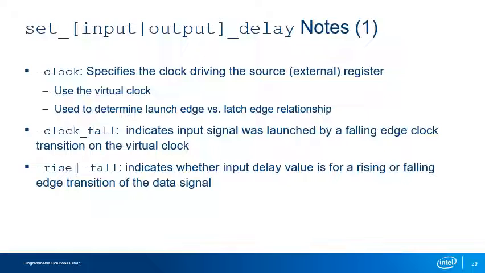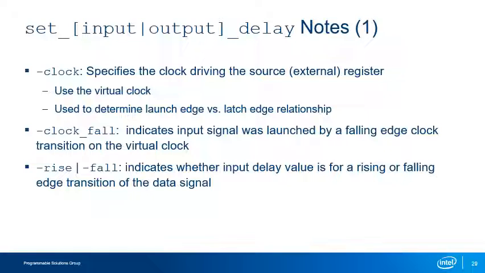Based on the earlier discussion about virtual clocks, the -clock option should always reference a virtual clock. Recall that the virtual clock is the clock used to clock the external device either on the input or on the output, so using this clock as a reference is necessary for correctly establishing the launch and latch edges for I/O timing analysis. The -clock_fall option is used if the data is launched or latched on the falling edge of the specified virtual clock at the external device.